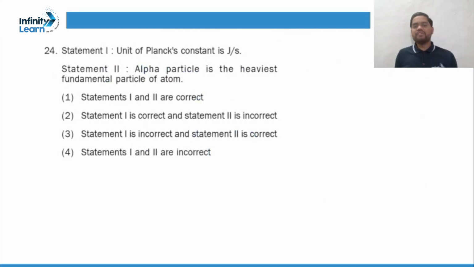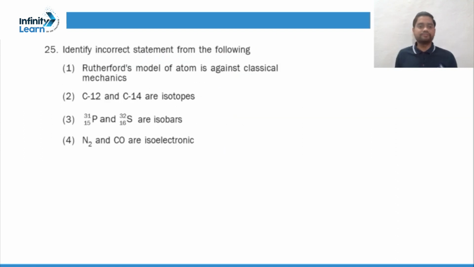24. Unit of Planck constant is joule per second, and alpha particle is the heaviest fundamental particle of an atom. Wrong. Alpha particle is not the heaviest fundamental particle, that is neutron. Neutron is the heaviest fundamental particle. Rather, alpha particle is not a fundamental particle as well. It's a helium nucleus. And statement 1, unit of Planck constant is joule second, not joule per second. So this is also wrong. Right option will be statements 1 and 2 are incorrect. Okay, clear.